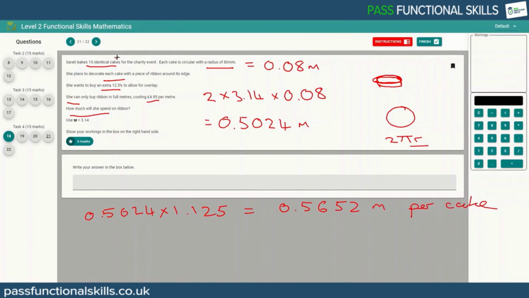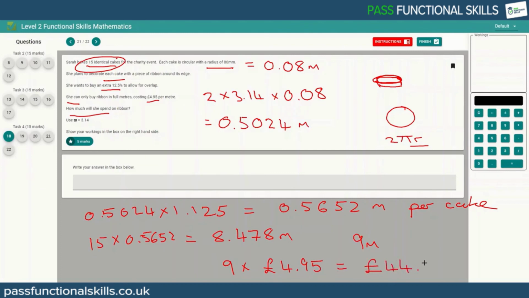Now we're told, looking back at the question, that she bakes 15 identical cakes, so we're going to want to multiply this term by 15. That comes to a total ribbon length required of 8.478 meters. So she'll need to buy more than 8 meters, so she'll need to buy a total of 9 meters of ribbon altogether. So to find out the total cost, we're going to do 9 times the cost per meter, and that comes to a total of £44.55.